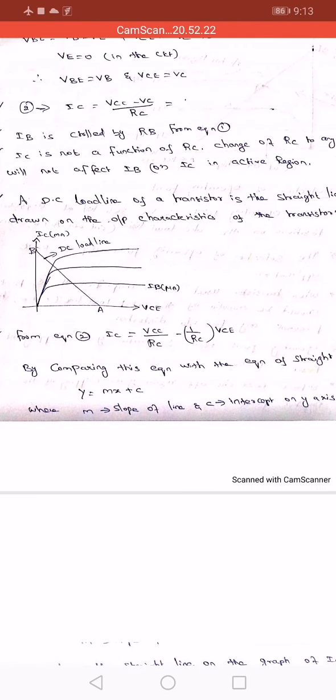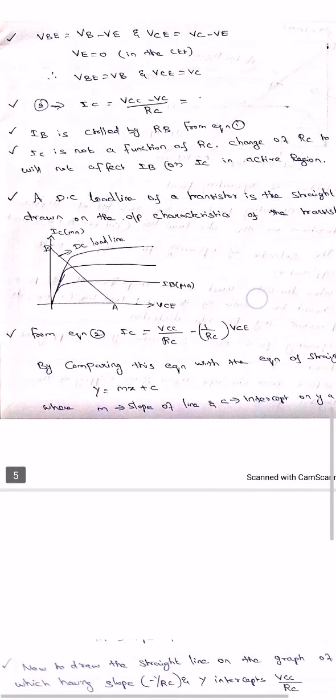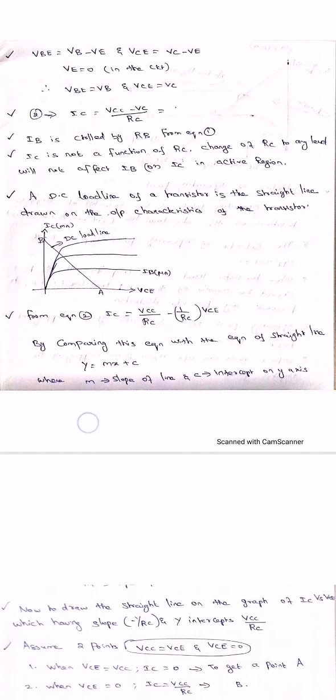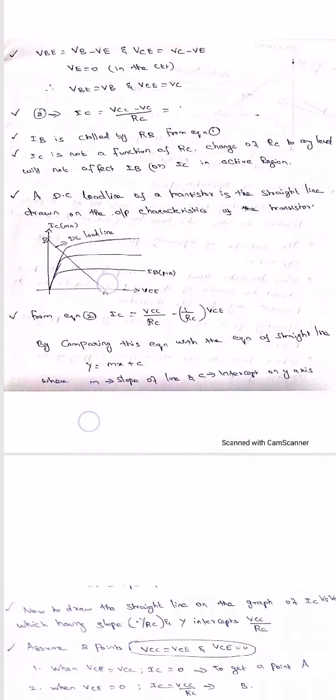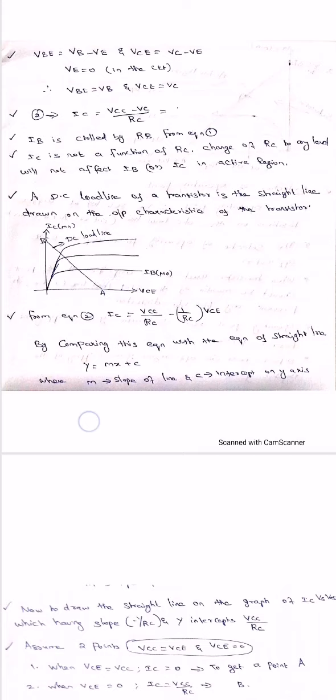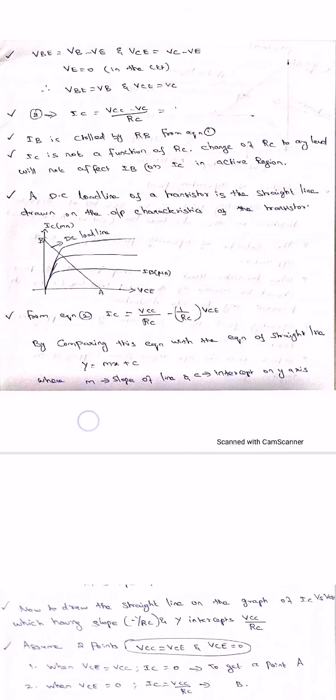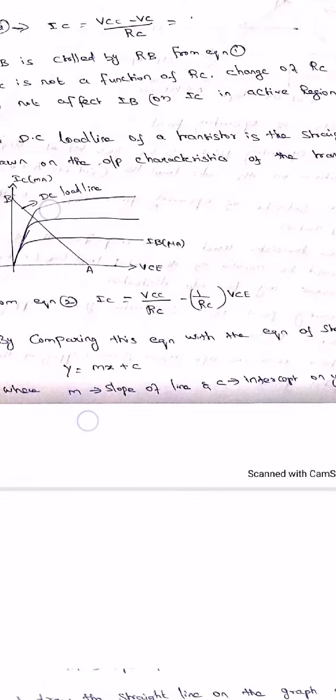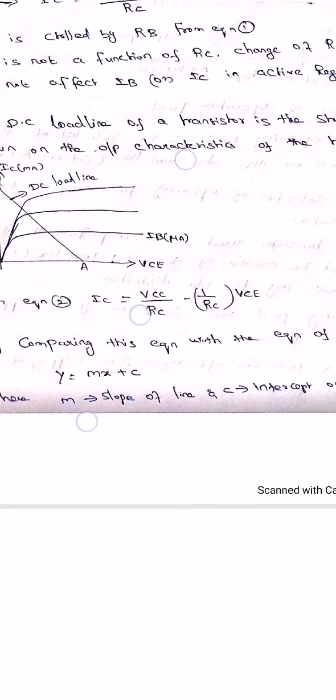Now, the DC load line of a transistor is the straight line drawn on the output characteristics of the transistor. DC load line is nothing but we have to draw one straight line on the output characteristics of a transistor. Fixed bias is a common emitter circuit. We know the output characteristics of a common emitter circuit. So this output characteristics is the graph between collector current and the collector emitter voltage. In that graph we have to draw the straight line, which is called a DC load line.